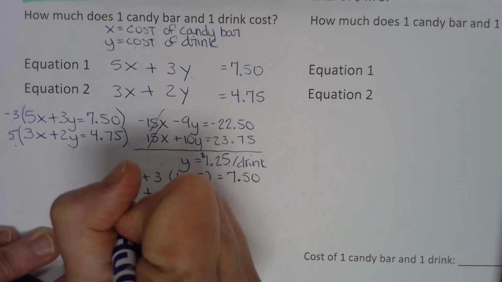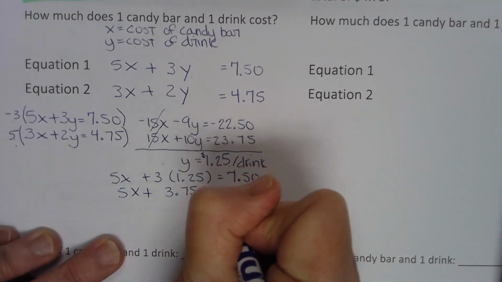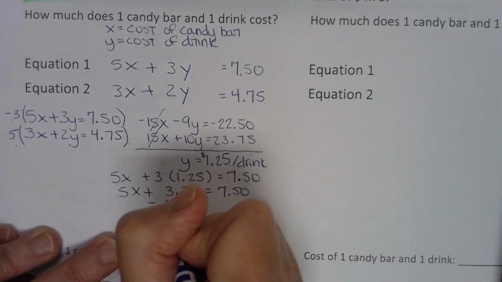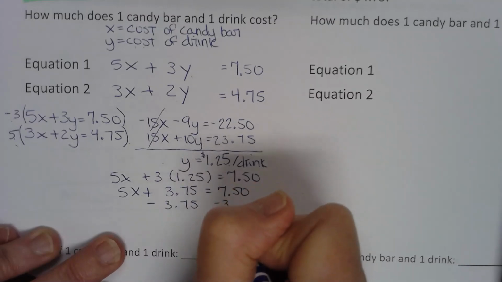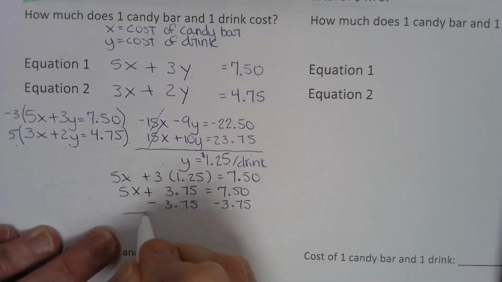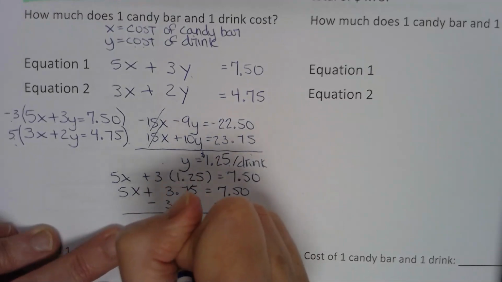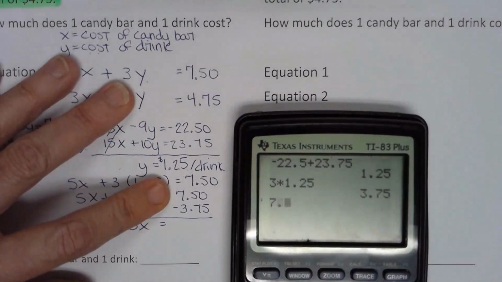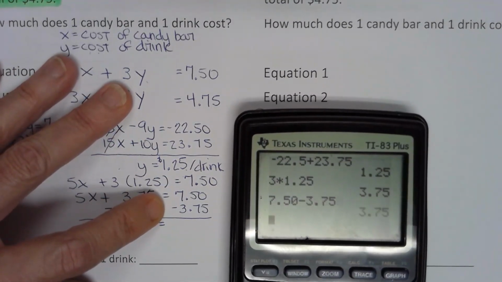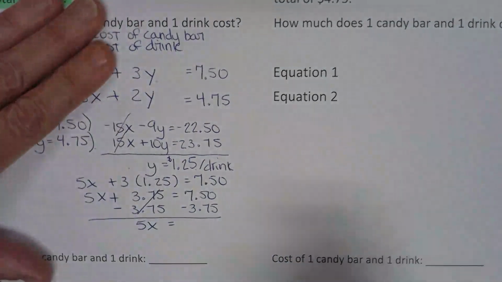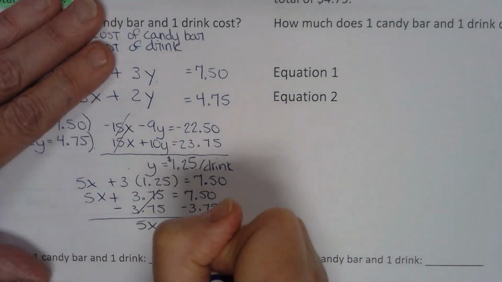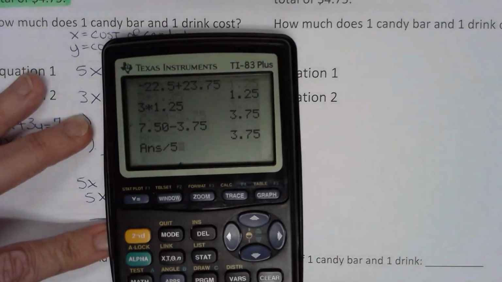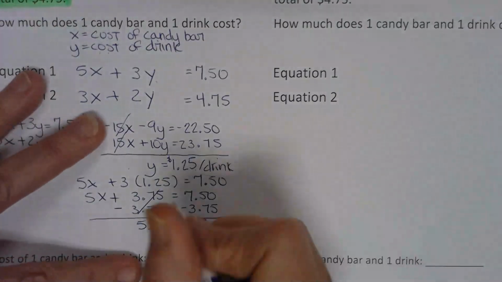I'm going to bring everything else down. And now I need to solve a two-step equation. So I'm going to subtract $3.75 on both sides. Bring down your 5x. Bring down your equal sign. And now let's pop that in the calculator. 7.50 minus 3.75 is 3.75. Now I'm going to divide both sides by 5. And I get 75 cents.